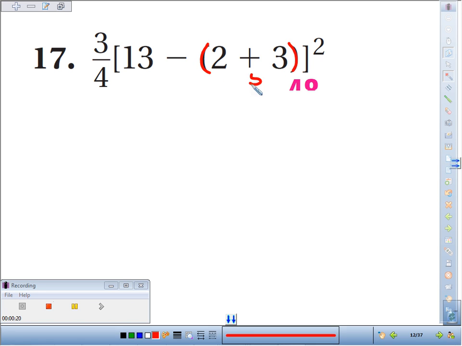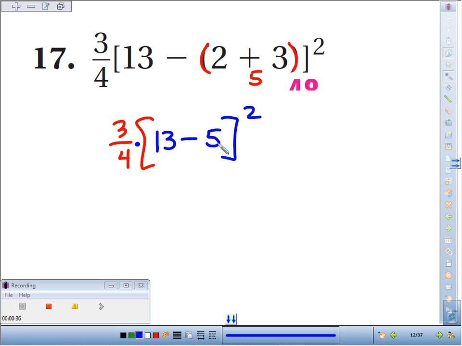2 plus 3 gives us 5. So rewriting, we've got 3/4 bracket. Of course, the implied operation there would be multiplication. We've still got the 13 minus. We figured out in the parentheses we had 5. We'll close the bracket. And then outside the bracket, we have squared.